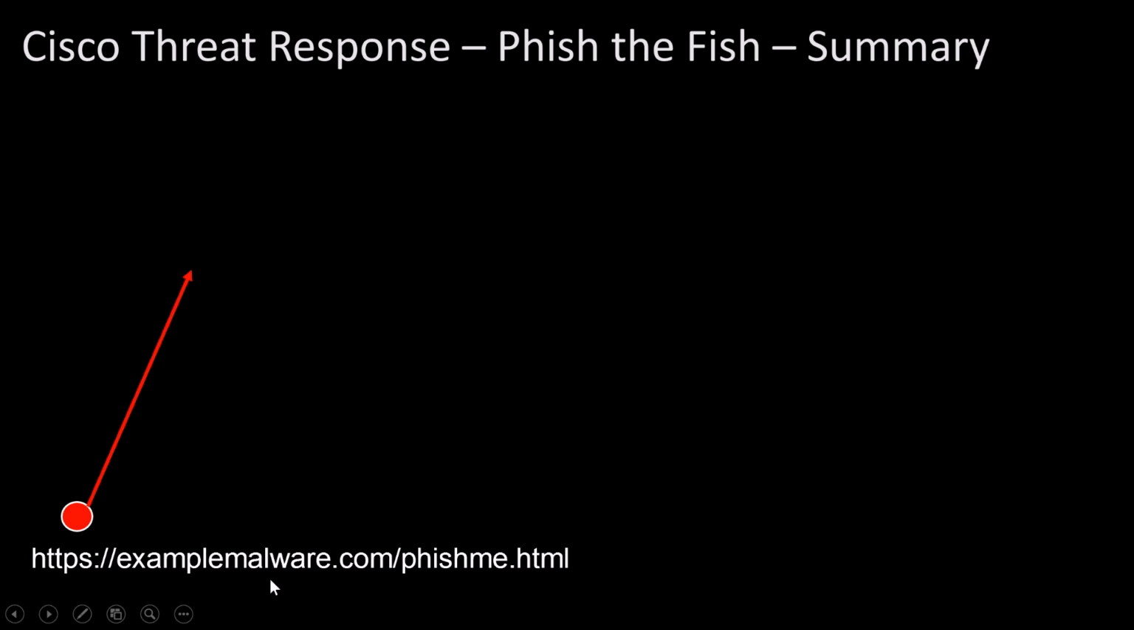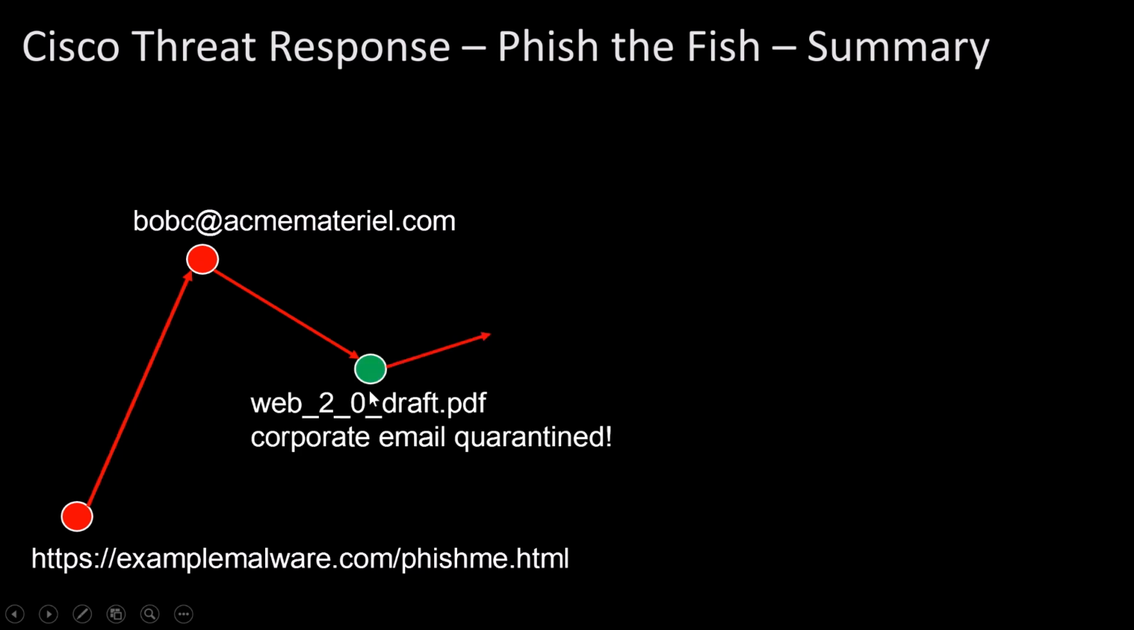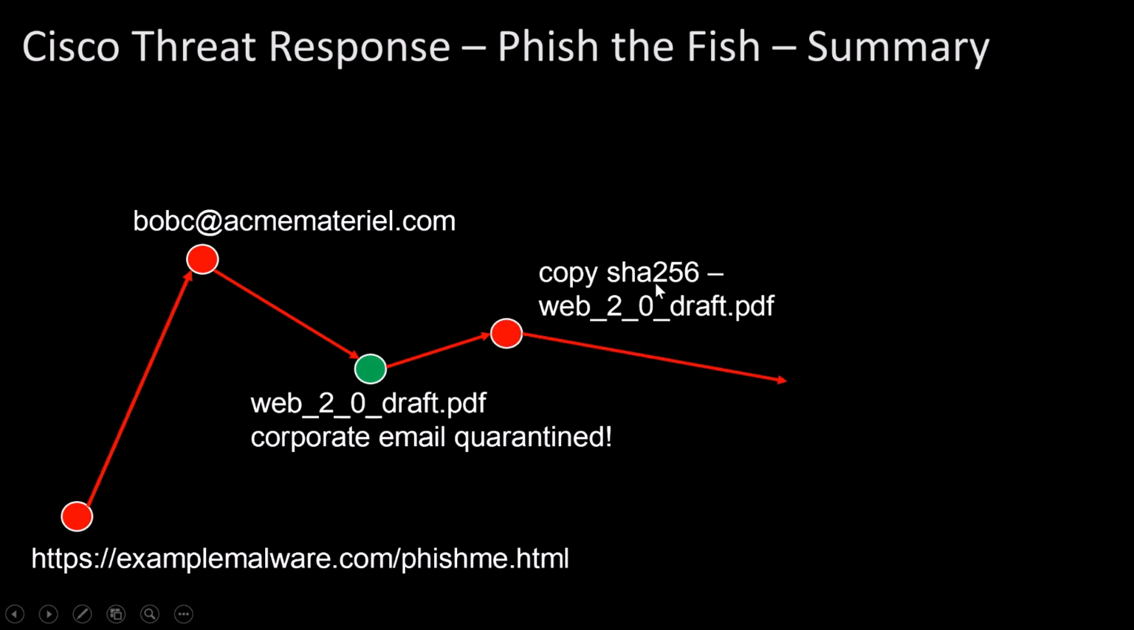And that's it. So what happened was we got this example malware.com. We saw that in Umbrella. We saw a connection made to it. So we started our investigation. We determined that Bob C at acmematerial.com received an email that did associate itself to that domain. But we did see that it was quarantined. But there was this web_2_0_draft.pdf. We did copy that SHA-256, threw it in Cisco Threat Response.